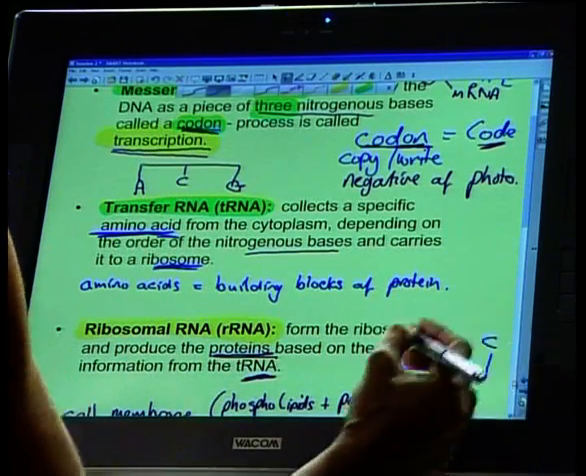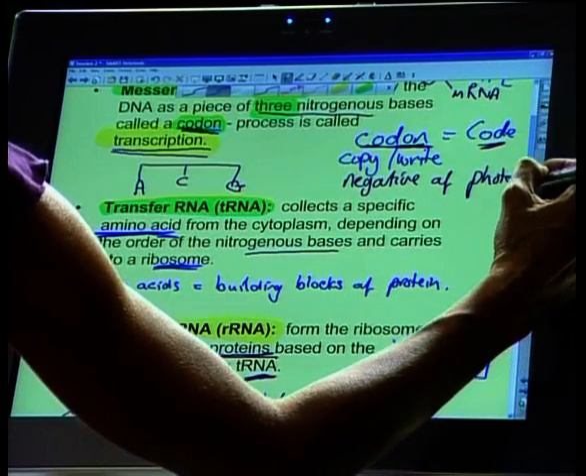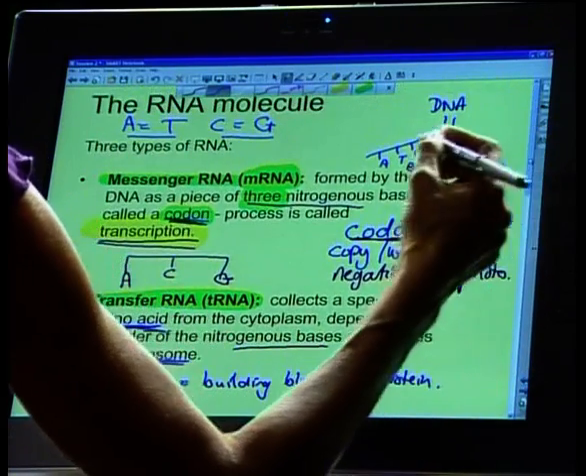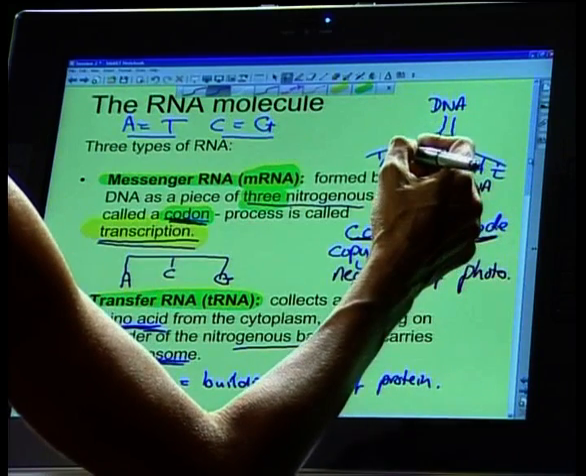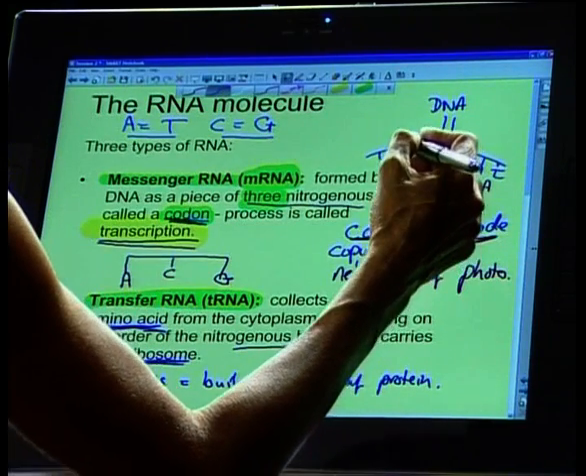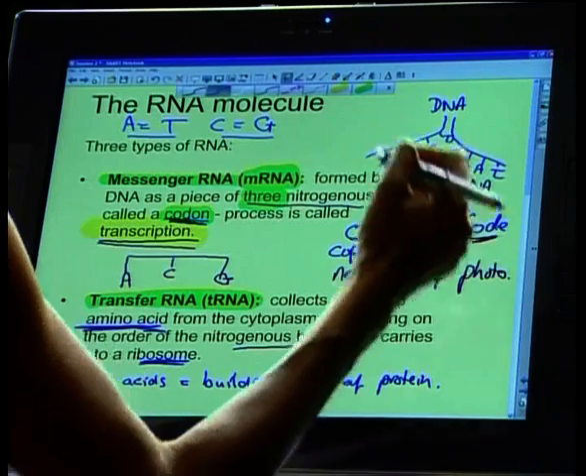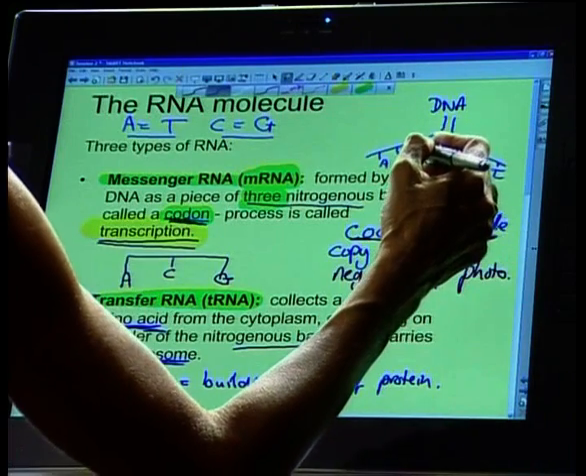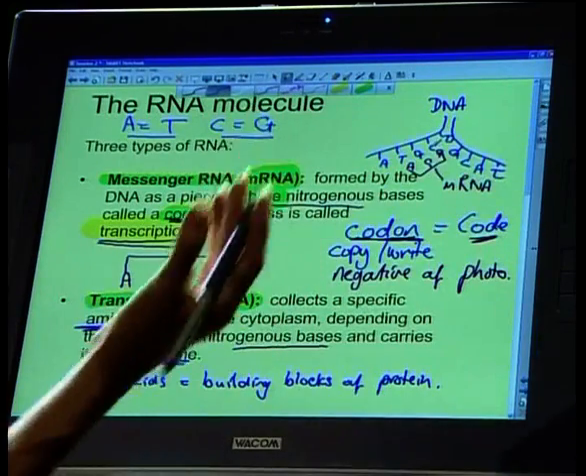And if we go, so it's UGC, so if we go all the way back up here again, U, because remember, DNA has got T and RNA has a U, and GC. So it's identical. And what have you done? You've made an amino acid that is identical to the recipe that was on the DNA.